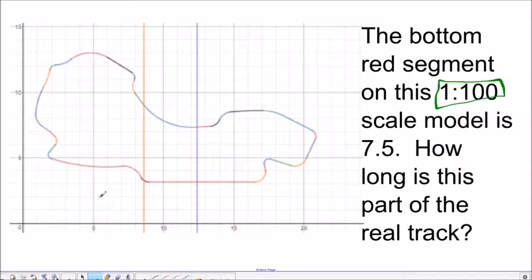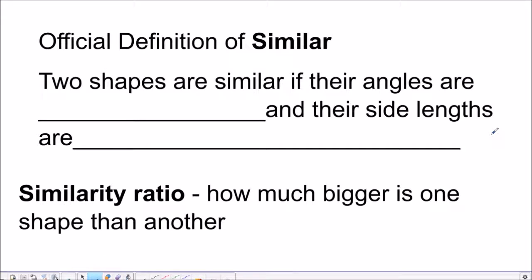Now let's get into a little bit more of a formal definition. This is one that you're going to want to have written down in your notes today. So go ahead and get your pencil and your notebook out and let's start writing. Here's the definition. Two shapes are similar if their angles are, let's try to fill in that together. So we said that they were the exact same shape. So if two shapes were exactly the same shape, would they have the same angles or different angles? They're the same.